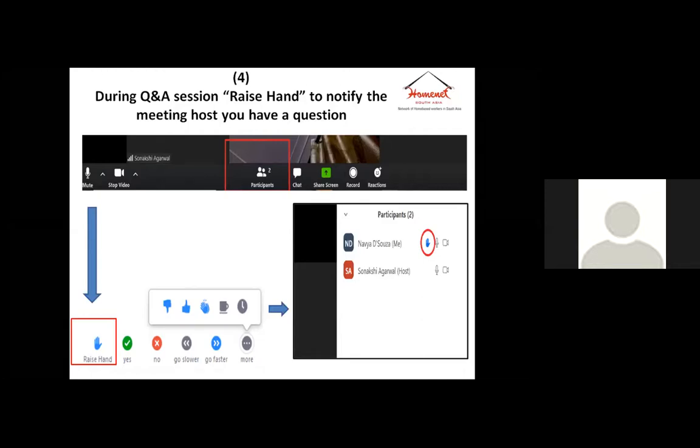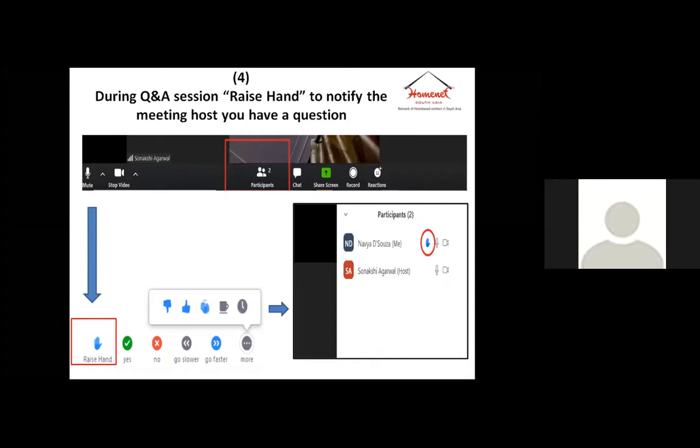Sorry for joining late due to some network and computer issues. So if I rightly understand, we are talking about the article which was shared by Sarbani, please go ahead, please.